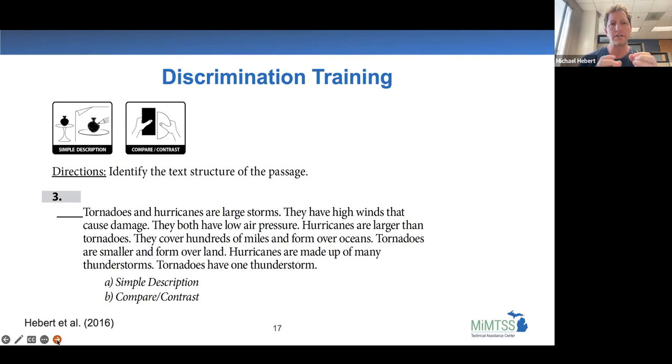And so as we've introduced these things, what we tend to do is introduce two of them and start to discriminate among those two. When kids start to get really good at distinguishing between description and compare contrast, then we add in a third, sequence, and then we'll add in cause effect. Then this gets to be a more complicated task where they're choosing between all five text structures. And what we find is that when kids can identify the text structure, they have more of an understanding of what the author is trying to do and what information is important to pay attention to.